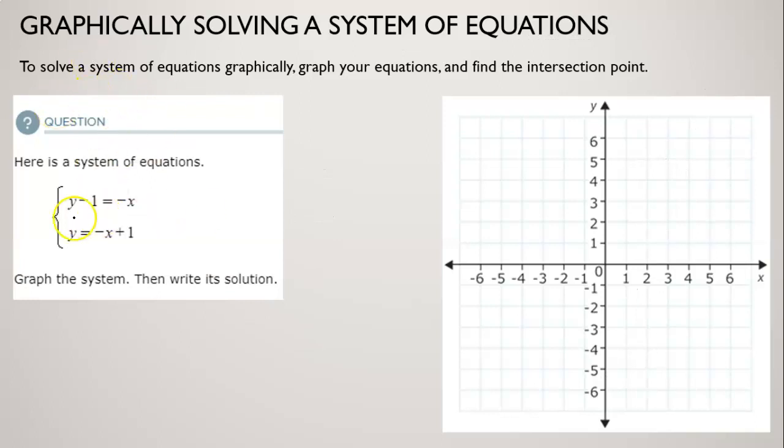You pause the video and try this one on your own. I want you to notice that you'll need to get this one into slope-intercept form by adding 1 to each side. Go ahead and try this now.